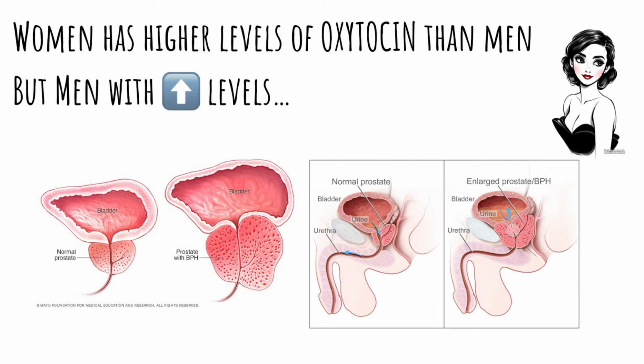And this occurs when the cells of the prostate gland begin to multiply, and these additional cells cause your prostate gland to swell, which squeezes the urethra and limits the flow of urine, as we can see in the photo, so this can cause urinary problems.